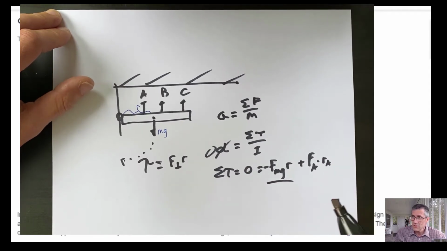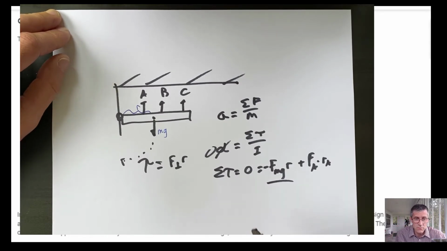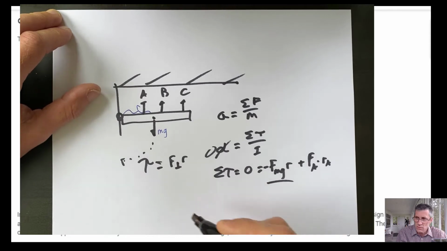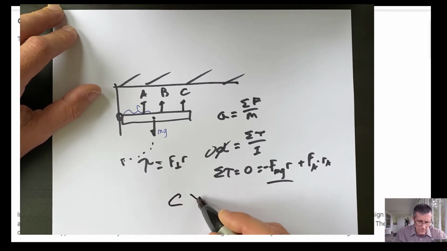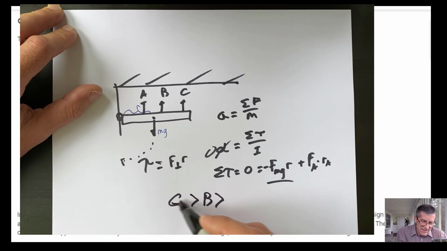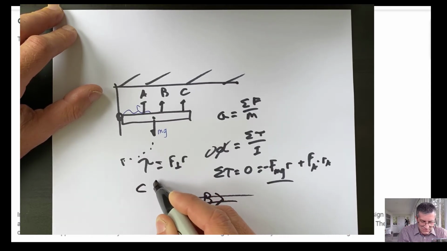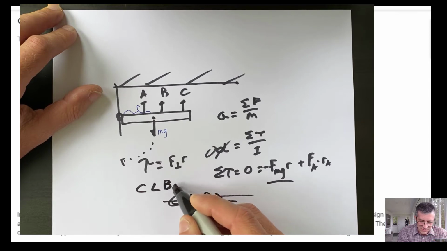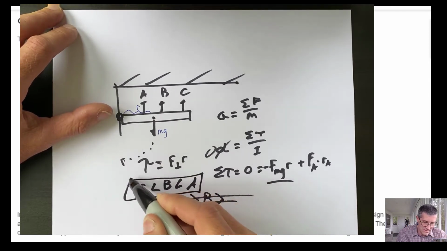So I'm going to rank these. The further away it is, the less force is going to be required to maintain this in static equilibrium. So C is going to be the least amount of force, followed by B, followed by A. So the force is going to follow this order.